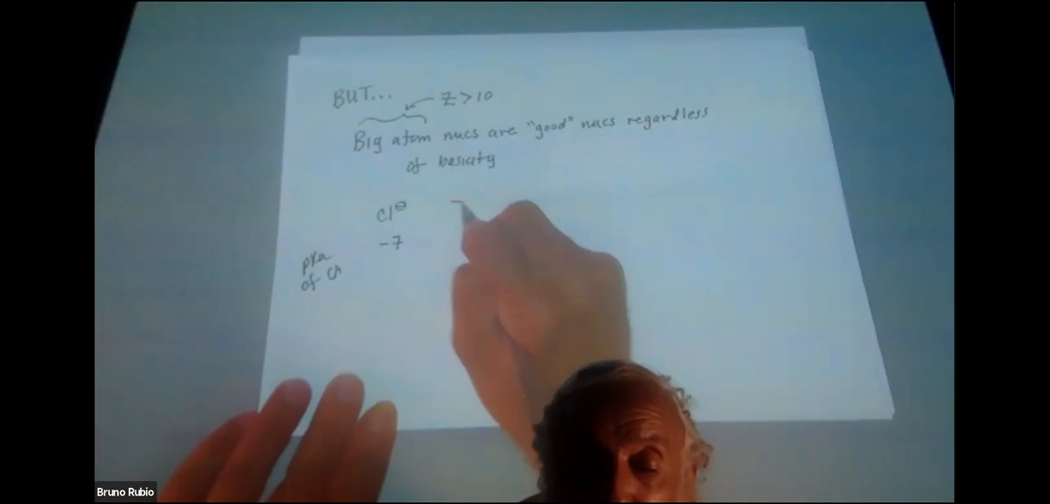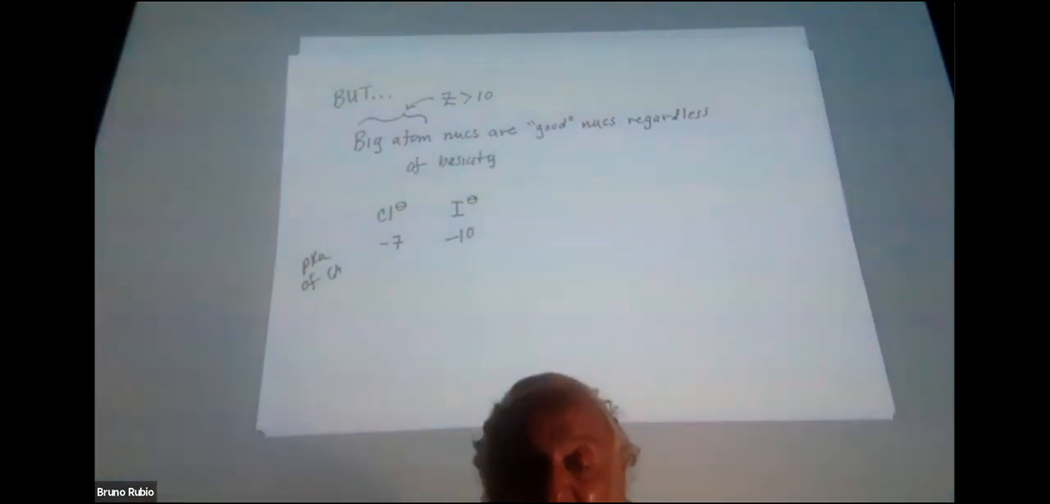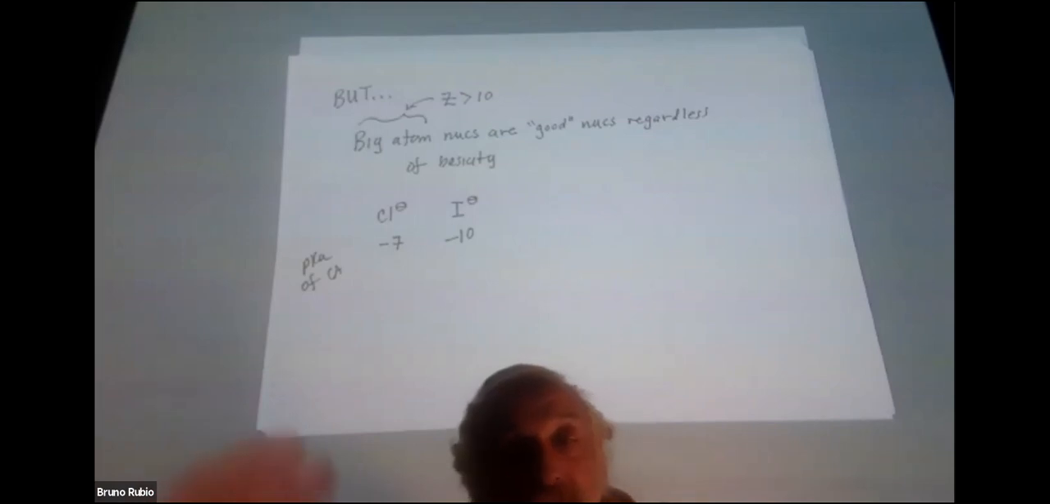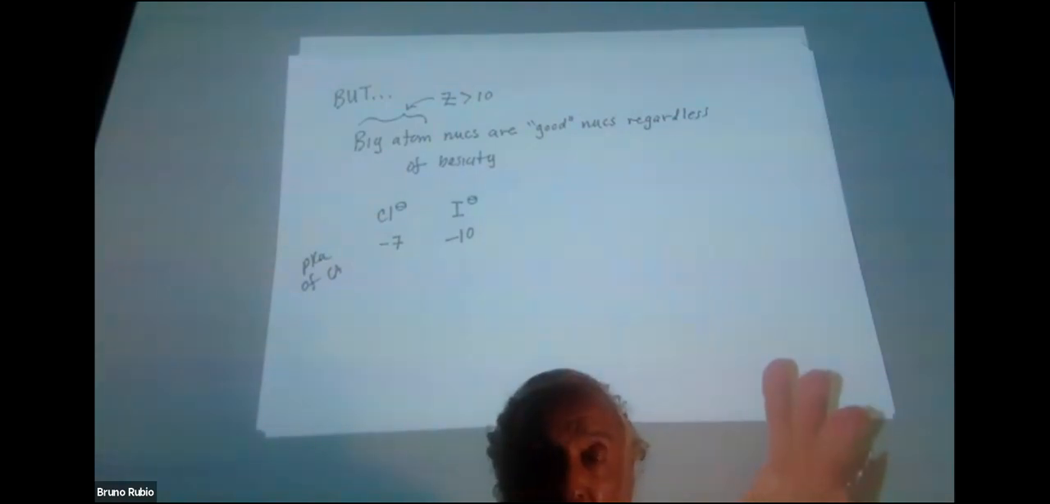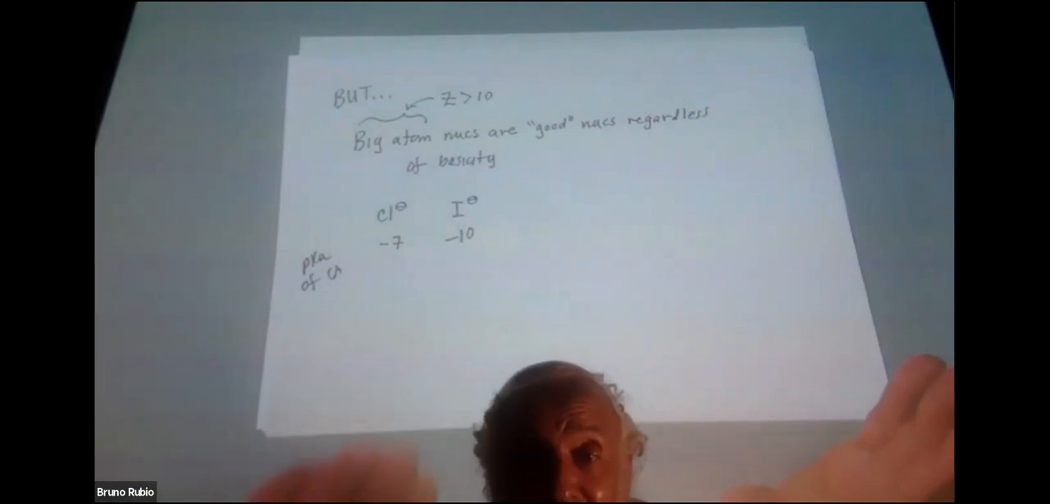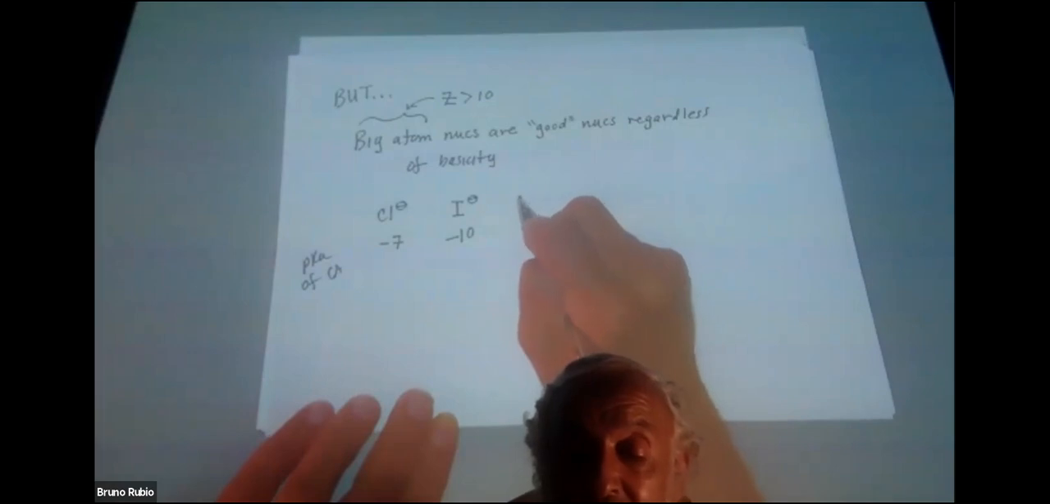All right, an even more extreme example could be iodide. The pKa of hydrogen iodide is -10. HI is one of the strongest acids known. I- is one of the weakest bases known. It is a great nucleophile because it's a big atom nucleophile. Iodine is in the first, second, third, fourth, fifth row of the periodic table, right? Its atomic number is way over 10. That's a good nucleophile.